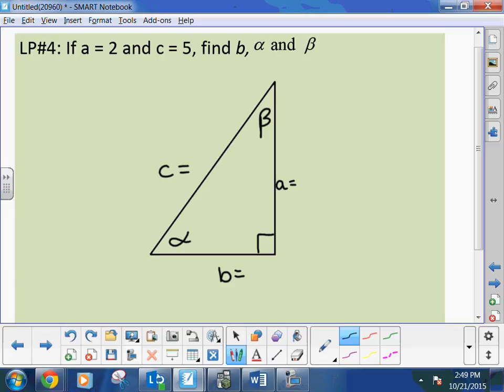Now we're going to put down the stuff we do know. That's 2, and this is 5. This is one of those cases where we're not given either angle, so we're going to start with the Pythagorean theorem to solve for the unknown side. So a squared plus b squared is equal to c squared, and then solve for b.